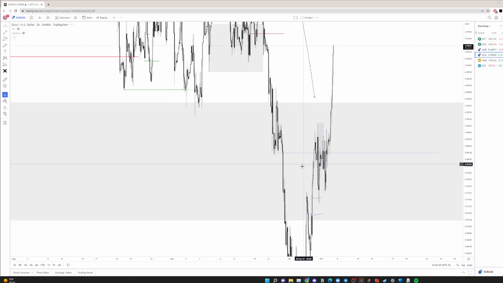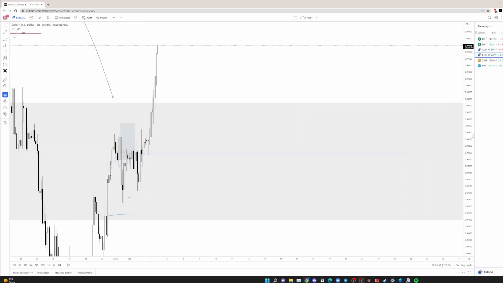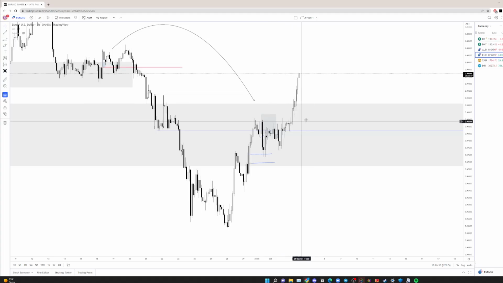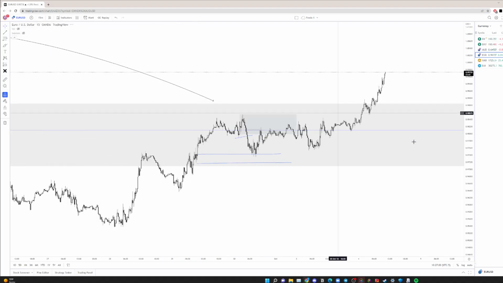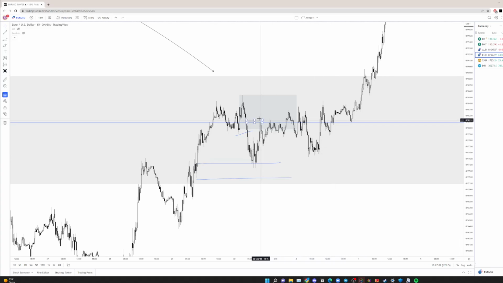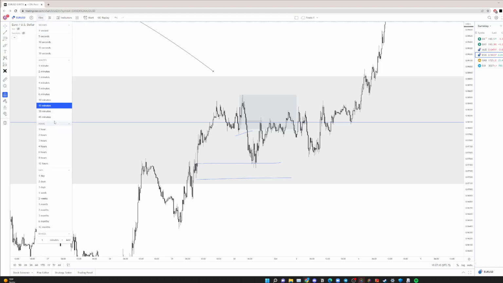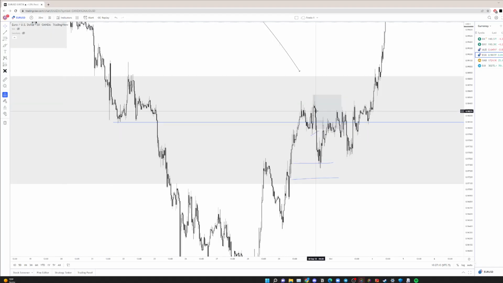EURUSD, I believe we were mentioning the continuation sense here as well, seeing what could happen internally from the reaction of the 2-hour POI. That had 1 tap, 2 tap, 3 tap, 4 tap within 1 POI, and then there really wasn't anything convincing. I believe there was an M30 inefficiency right here, and then you did have a conversion internally.